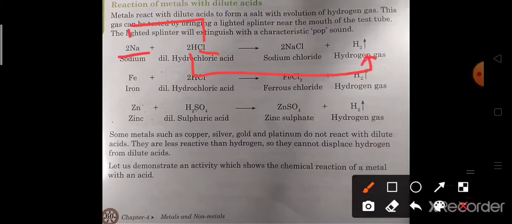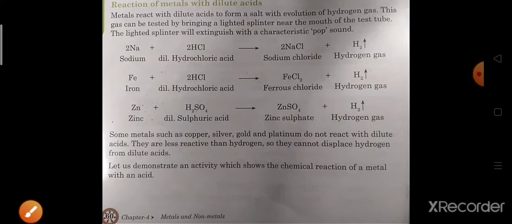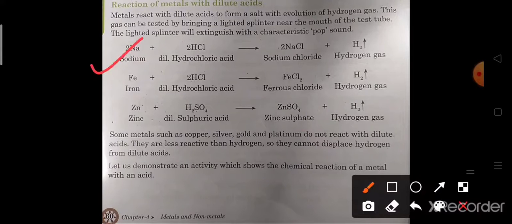Similarly, when iron reacts, we get iron chloride, or you can say ferrous chloride. There are two types of iron ions, but over here we have to discuss ferrous. Either you write iron(II) chloride instead of ferrous chloride, that would also be correct. Any one of these reactions you have to learn.